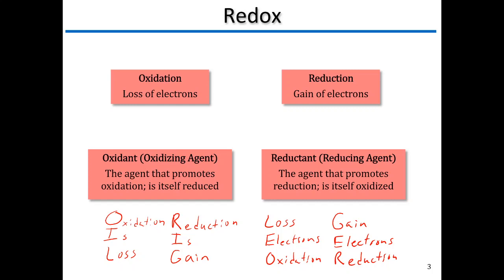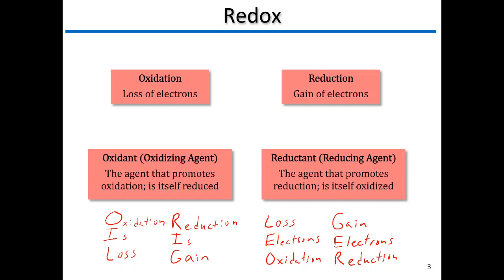So pick whichever one you like, and just stick with it, and this will help you remember throughout the course and throughout your career, hopefully, what oxidation means and what reduction means. So either OIL RIG, where oxidation is the loss of electrons and reduction is the gain of electrons, or you can remember LEO: loss of electrons is oxidation, gain of electrons is reduction. Either one of those will be fine. Hopefully that will help you keep oxidation and reduction straight.